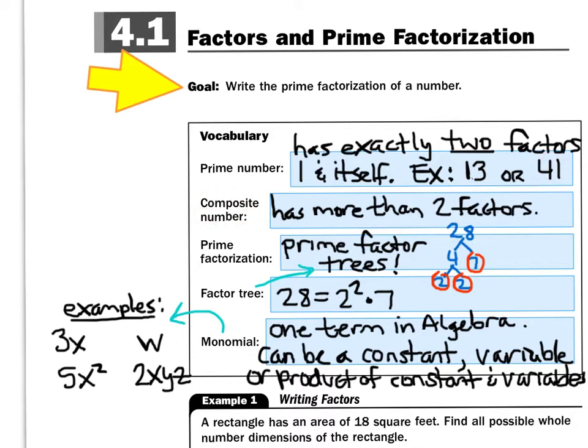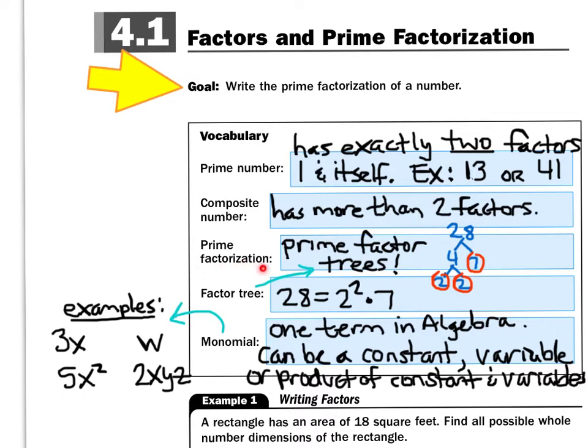Okay, a composite number is any number that has more than two factors. So, for example, 28 would be a composite number because 1 goes into it, 2 goes into it, the number 4 goes into it, 7 goes into it, so it has more than two factors.